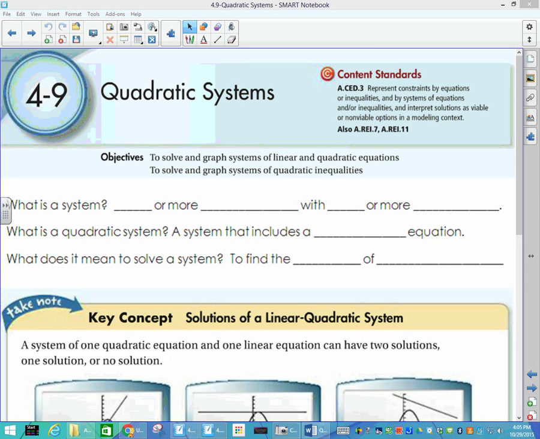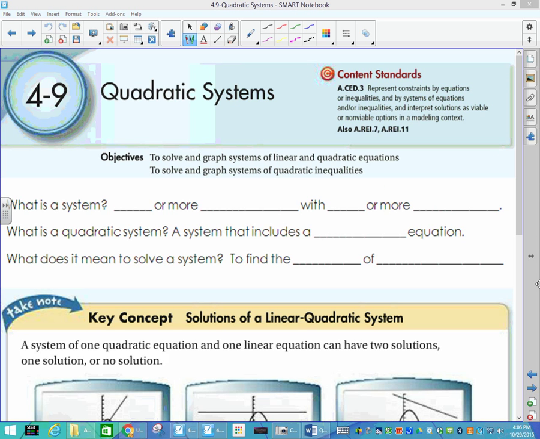Okay, this lesson called Quadratic Systems is the final lesson that we'll have before our test on this part of the unit. So we are going to finish up with quadratic systems, and we are going to solve and graph systems of linear and quadratic equations and solve and graph quadratic inequalities.